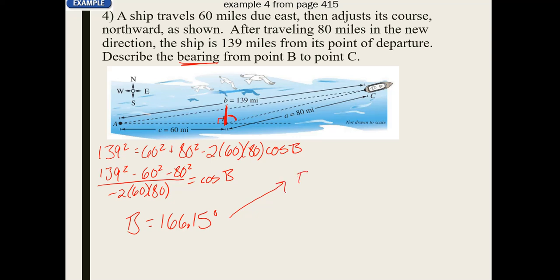But again, that's not the answer they're looking for. They're looking for bearing. So the bearing is going to be 166.15 degrees minus 90 degrees, and that is 76.15 degrees. But we need to put some direction on there. So that's north 76.15 degrees east.